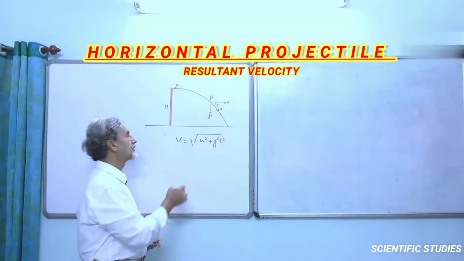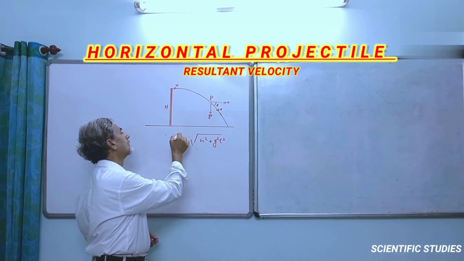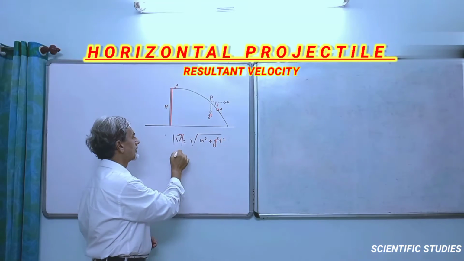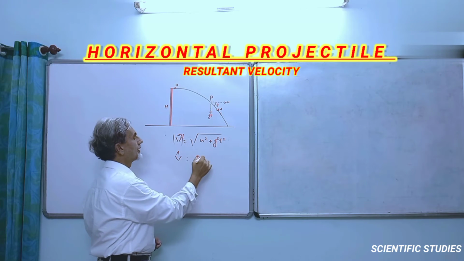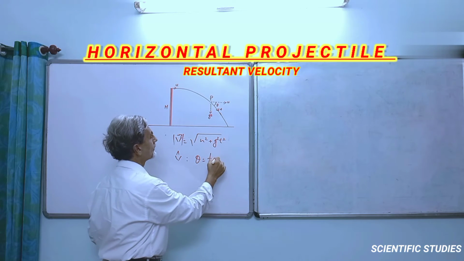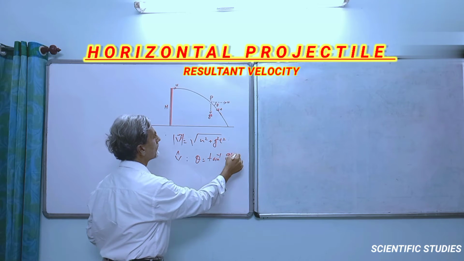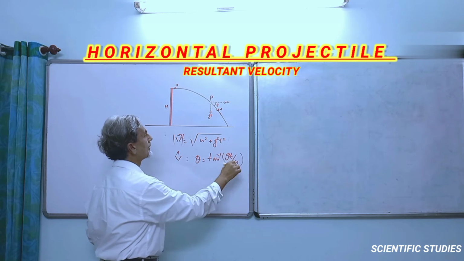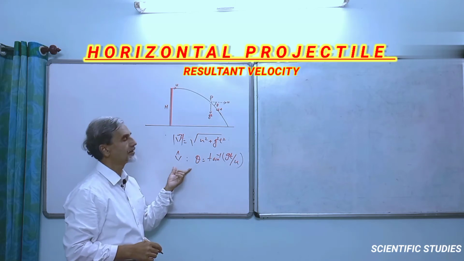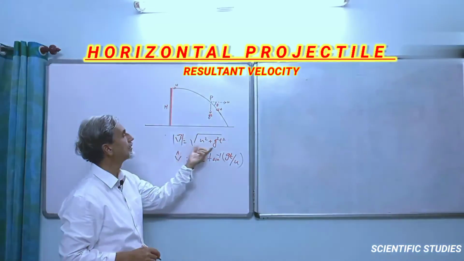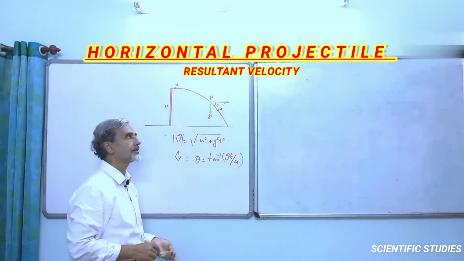And this is the magnitude of the velocity, and this is the direction: theta equals tan inverse of gt by u. This is the direction of the resultant velocity, and this is the magnitude of the resultant velocity.